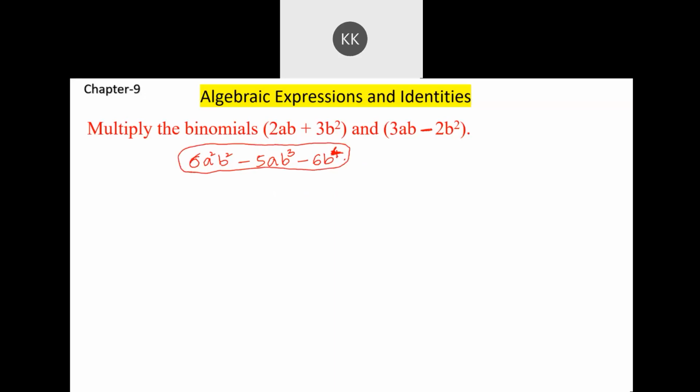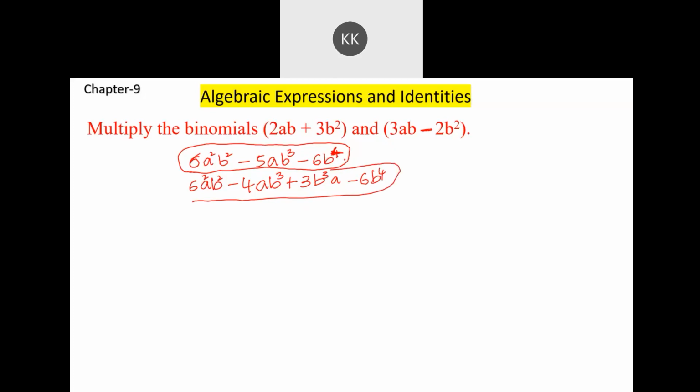No, sir. Shobhan's answer: 6a square b square minus 4ab cube plus 3ab like terms, sir, plus 5 instead of minus 5, make that plus 5, plus 3b cube a, minus 6b power 4. Yes, many have got this as the answer.